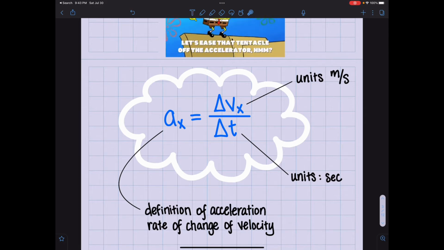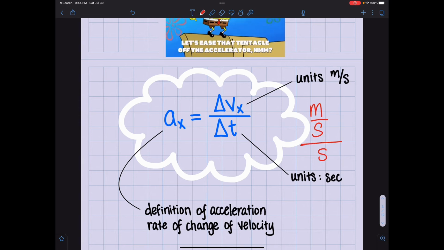Now let's talk about units here for a second, because this can be a little bit confusing. The units for velocity, if you're talking about the standard units, are meters per second. The units for time are seconds. So it's kind of a weird unit where you have meters per second on the top and then seconds again on the bottom. So it's actually meters per second squared. That's how some people say it.